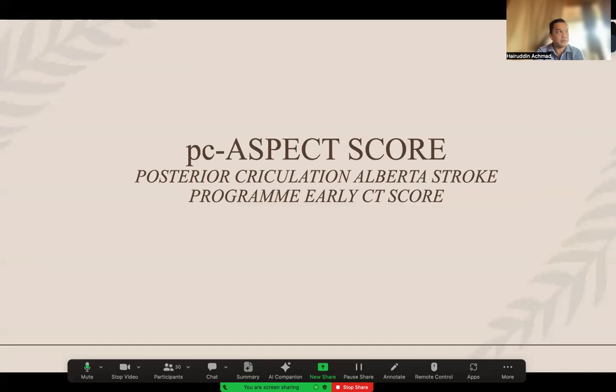Next is the posterior circulation ASPECTS scoring. To be honest, I haven't actually used this in HKL or even when I was a fellow in Australia. They don't really use this posterior circulation ASPECTS scoring. For the purpose of completeness today, you just have to have a look, because sometimes people ask, what about the posterior circulation ASPECTS? So you also have to mention it, although we don't really use it clinically.